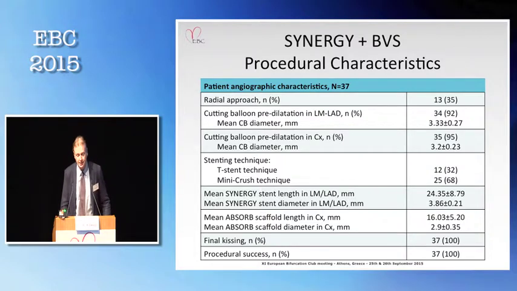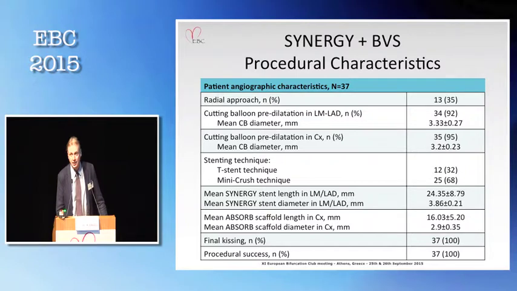As you see here, radial approach is 35%, and cutting balloon for both vessels is more than 90%. And this is also quite interesting. When we analyze the data, this 8% is really important. If you look at the circumflex, there's 95% of cutting balloon, and if you look at stenting technique, there's T-stent technique or mini-crush technique.